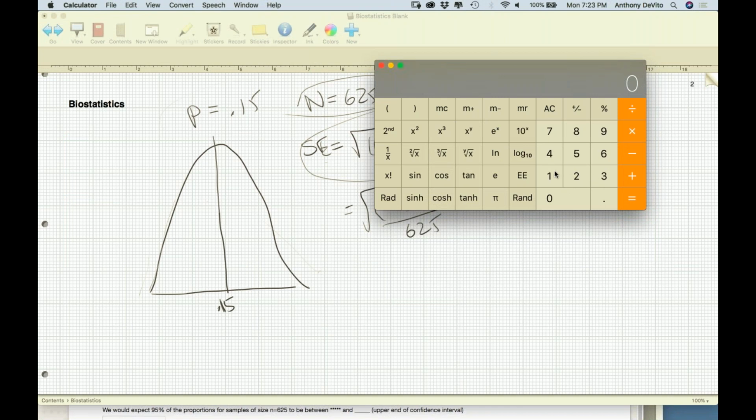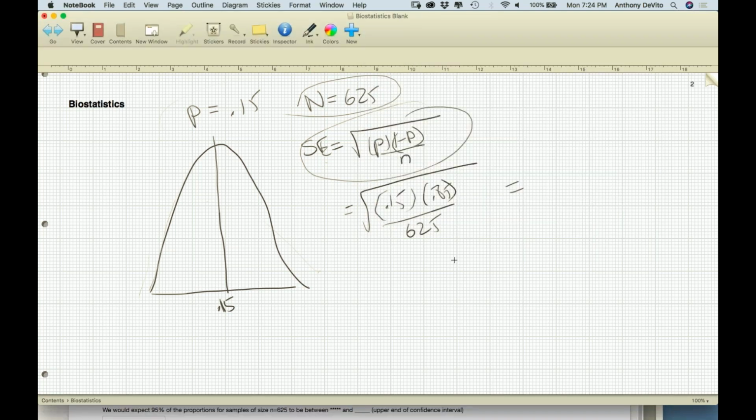0.15 times 0.85, divided by 625 equals this, times root of that, comes out to be 0.014. That comes out to be 0.014.